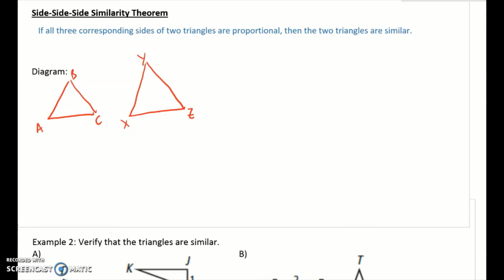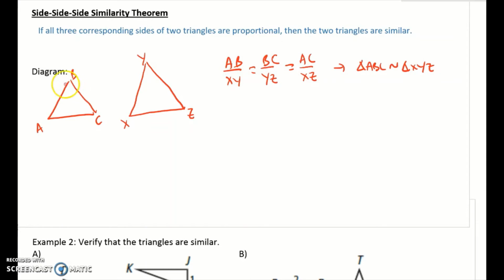So for example here, if AB corresponds to, let's say, XY, that would make those two sides proportional. And then if BC corresponds to YZ, and that ratio equals the first, that's proportional, right? And finally, the last two sides, AC and XZ, they ought to have the same ratio as well. If these three things were true, then we would be able to say that triangle ABC is similar to triangle XYZ by side-side-side similarity. Make sure you have your ratios lined up correctly.